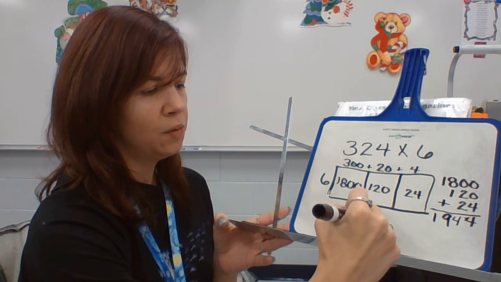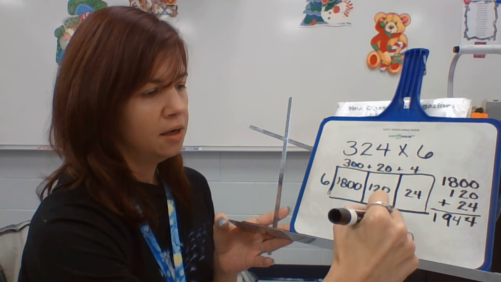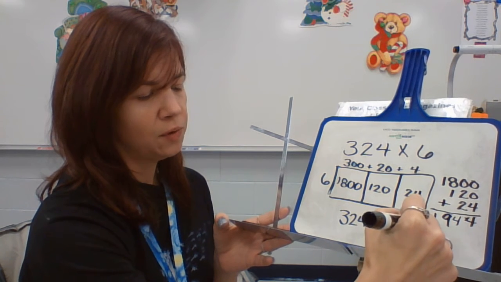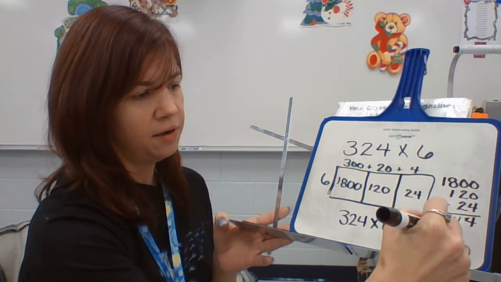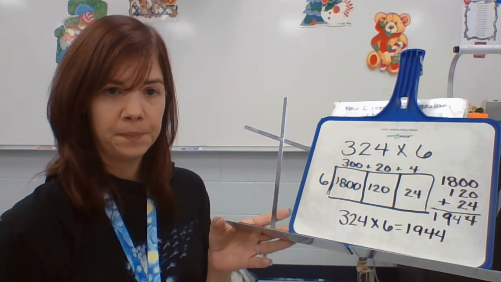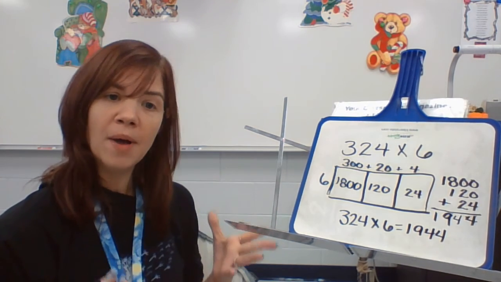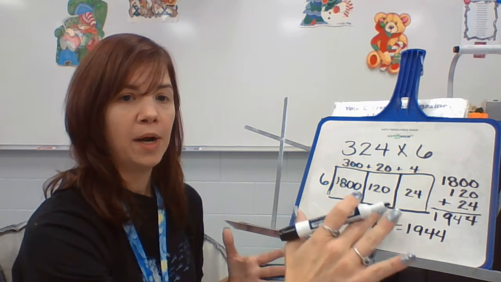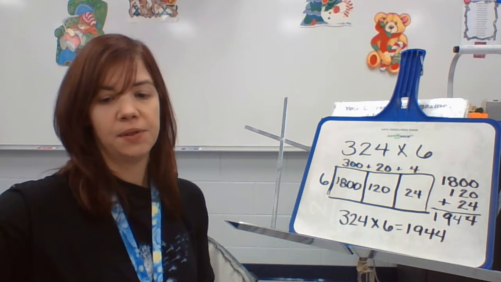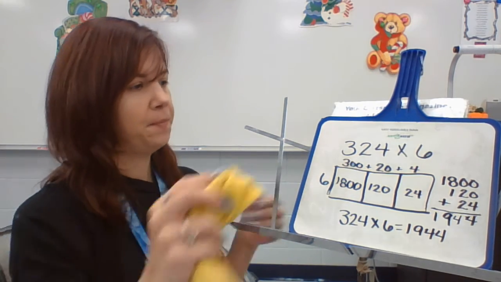So 324 times 6 equals 1,944. Okay? So not too bad. You're just breaking it apart into the place values. All right, let's look at another one.